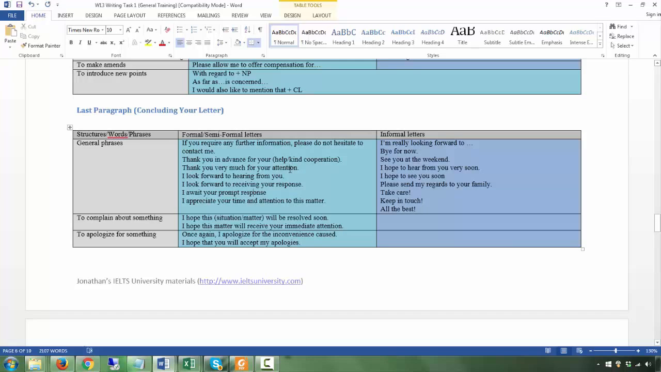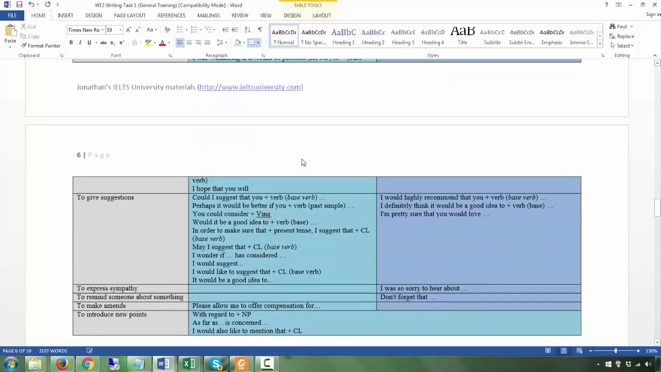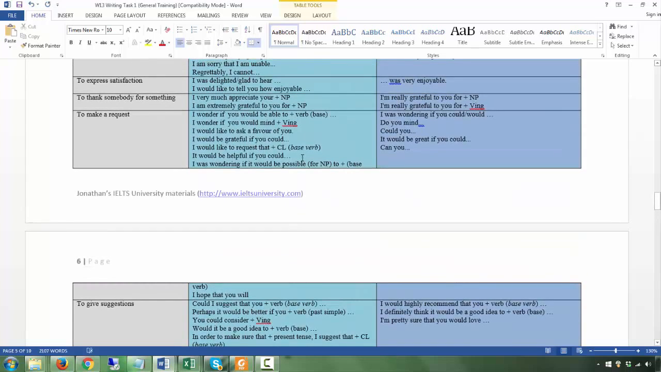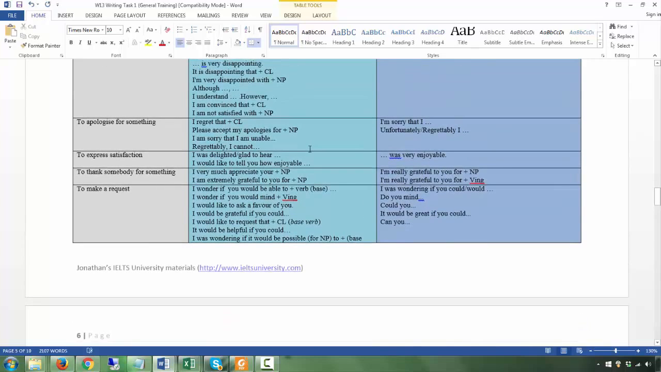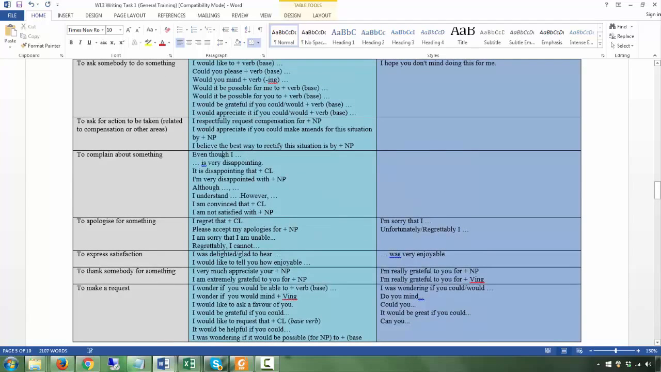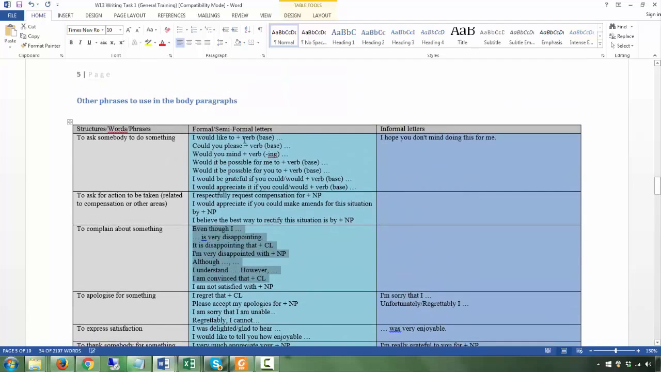Now, one thing about a formal letter is the tone is always polite. It is never rude. So even though you may feel very upset about certain things, or you want to complain, you just write it in as polite a manner as possible. Okay, so you're not going to use expletives or swearing or whatever it may be. If you are not happy about something, or want to complain about something, you have some phrases here. Okay, it is disappointing, I'm very disappointed with whatever.